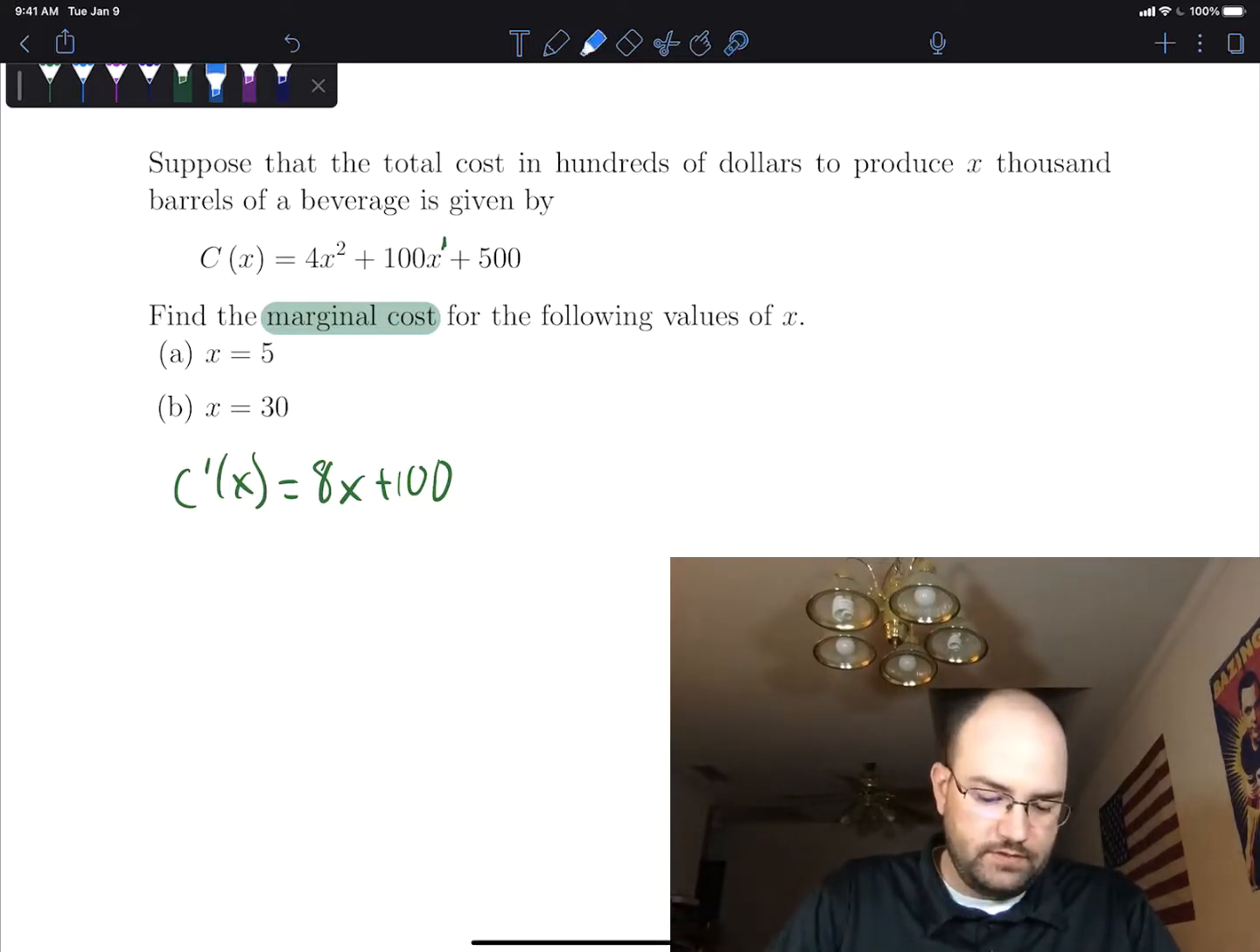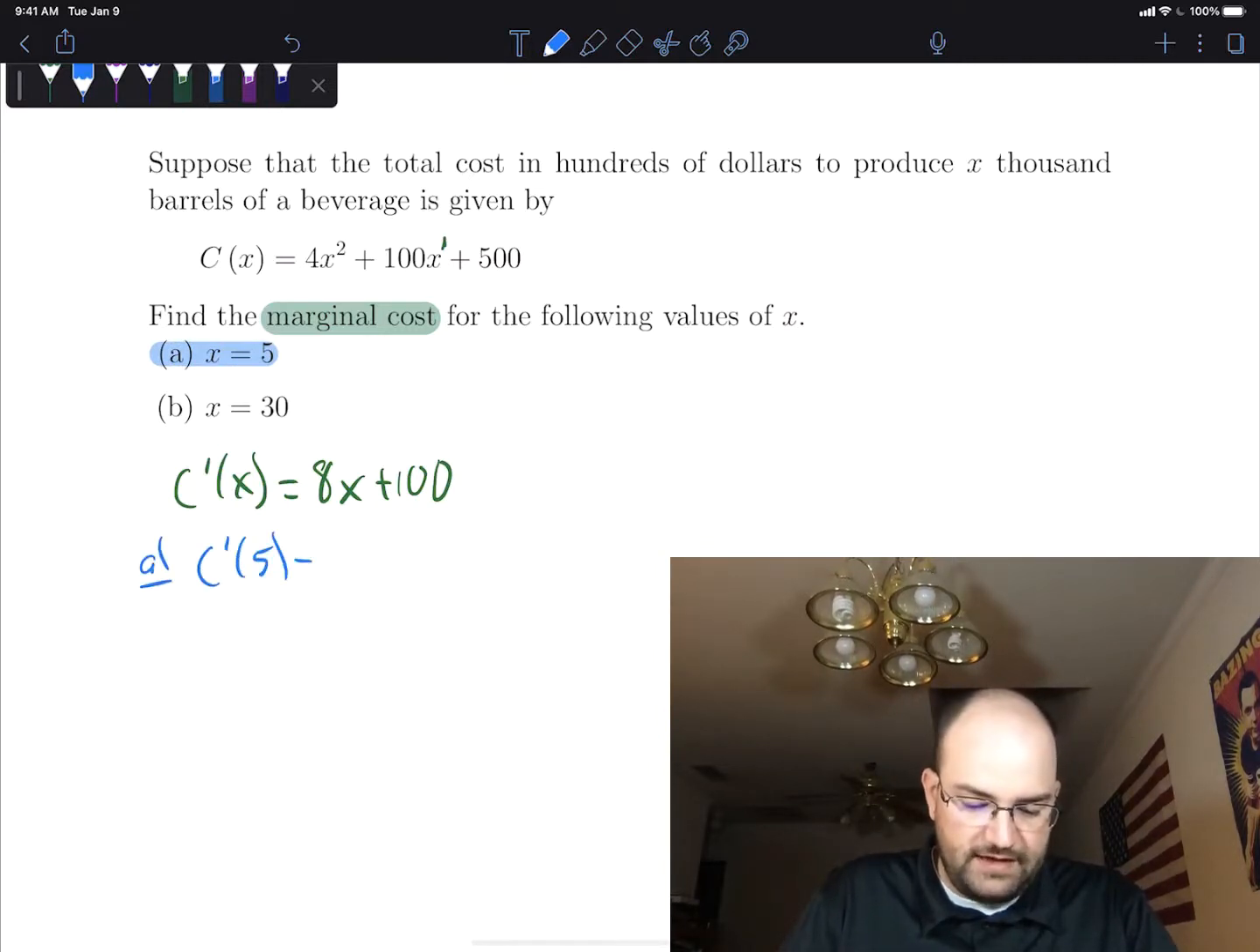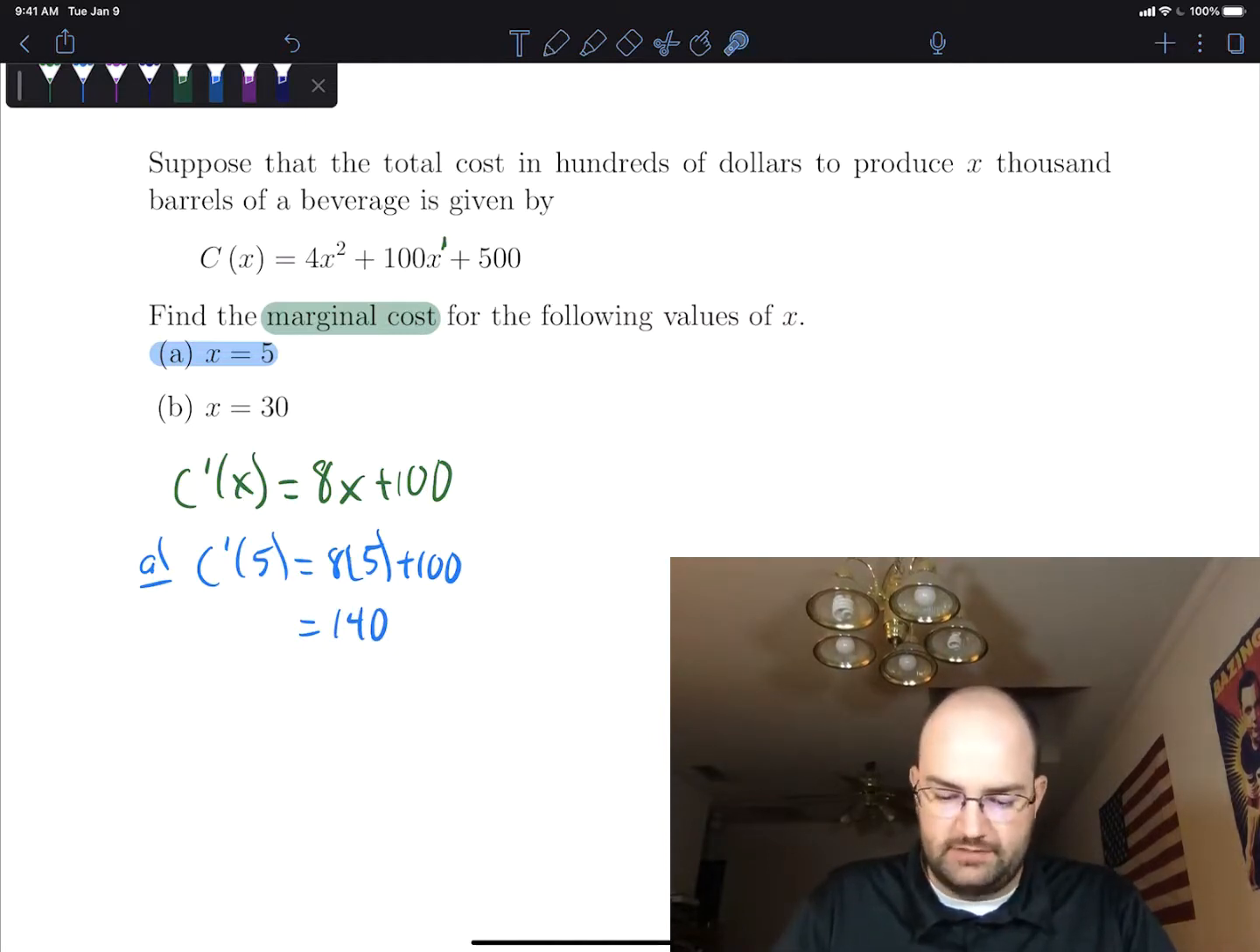And that's it. This is your marginal cost at any x value. Now, let's find this at x = 5. So C'(5) will be 8 times 5 plus 100, which is 140. Yes, excellent.